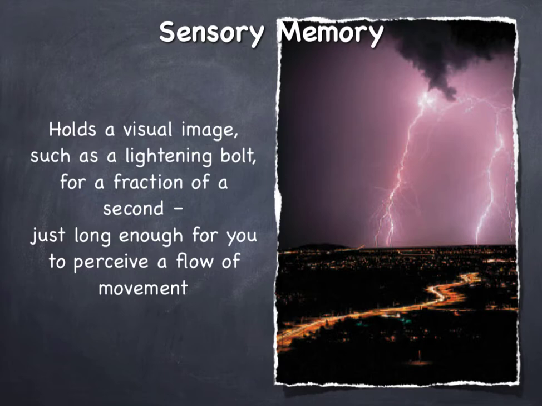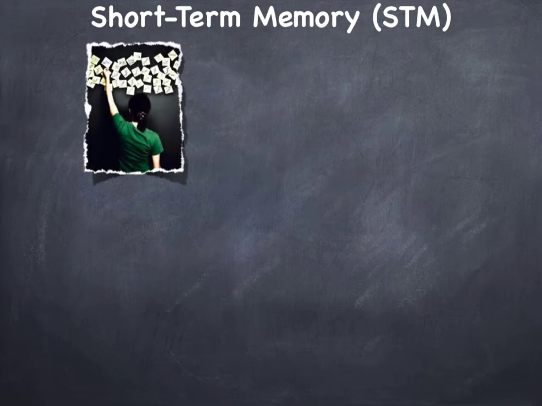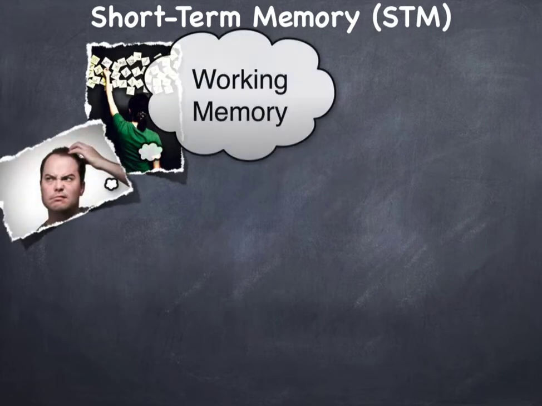Now, what does get in, and we do pay attention to, moves to short-term memory. And this is a temporary store that picks up information from the sensory memory for further processing. And this is not a very long spot for information to be held either. Short-term memory codes information according to sound. So the letter T is remembered as the sound T, T-E-E. And this short-term memory is also known as working memory.